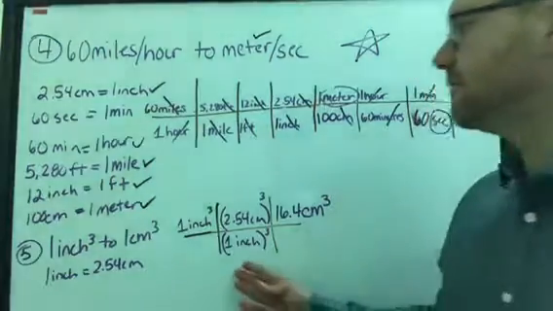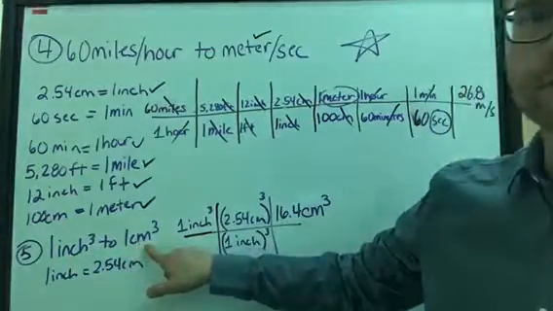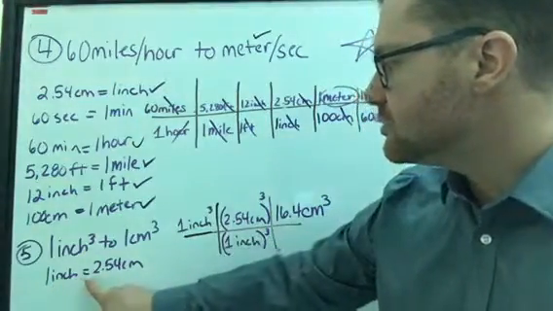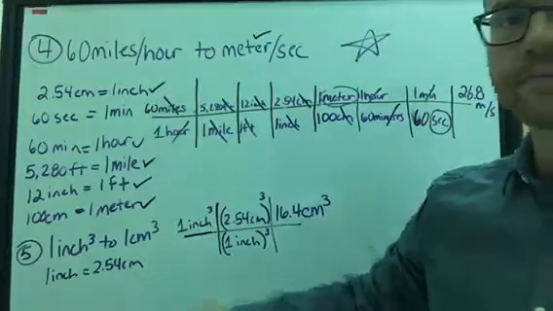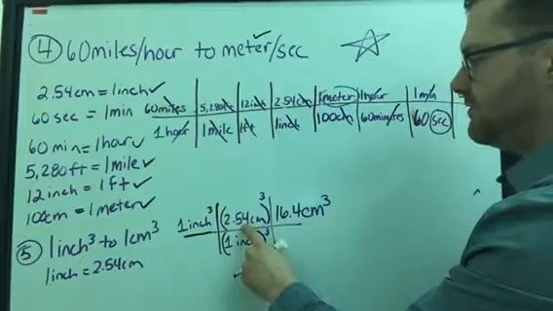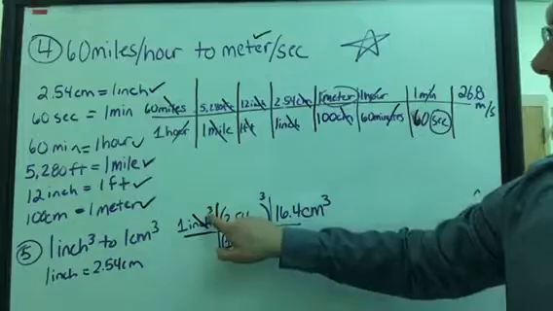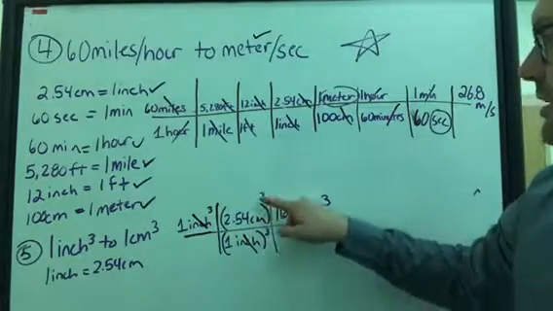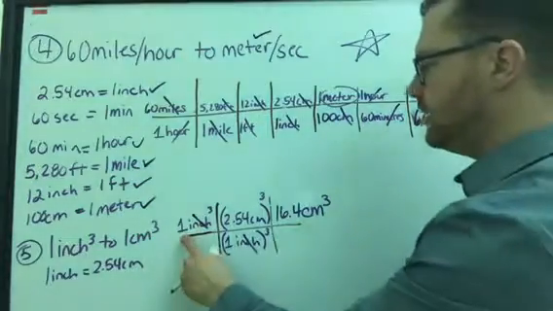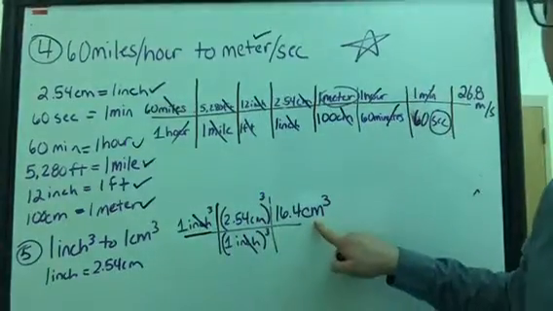The last problem is kind of funky in that I have 1 cubic inch to 1 cubic centimeter. So we're working in volume. What I know is 1 inch equals 2.54 centimeters. So first we set up 1 inch equals 2.54 centimeters over 1 inch. That way inches cancel. The problem is I have this cubed here, so I also need to cube my unit conversions. So I have 1 times 2.54 cubed equals 16.4 cubic centimeters.